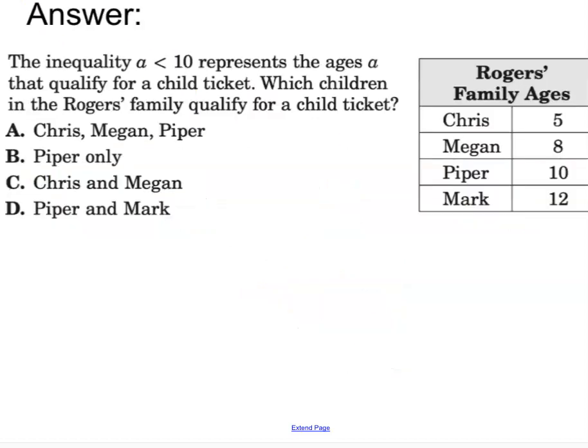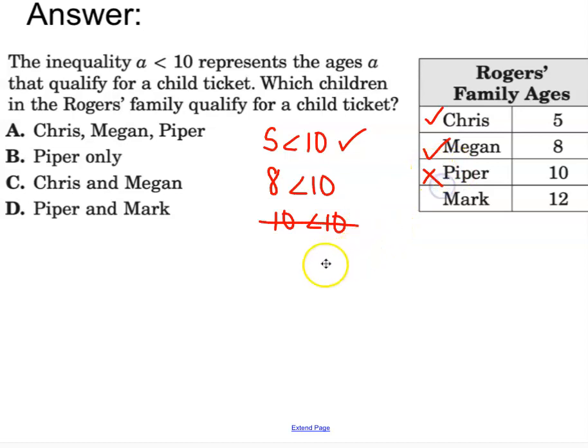The inequality A is less than 10 represents ages that qualify for a child's ticket. Which children in the Rogers family qualify for a child's ticket? So we need to look. Chris, we sub in the age, 5. 5 is less than 10, so that is good. So Chris qualifies. Megan is 8. We sub it in for A. 8 is less than 10, so Megan is good. Piper's 10. 10 is not less than 10, so Piper does not qualify. And Mark is 12. 12 is less than 10 is not true, so Mark does not qualify. So the only ones that qualify are Chris and Megan.